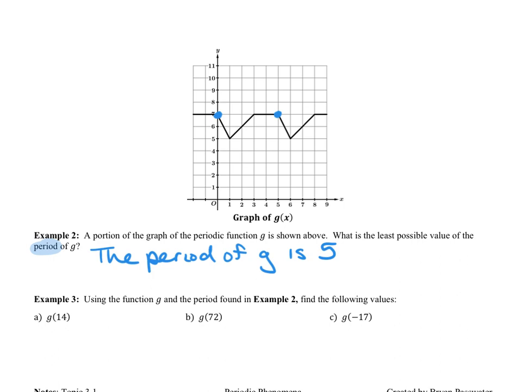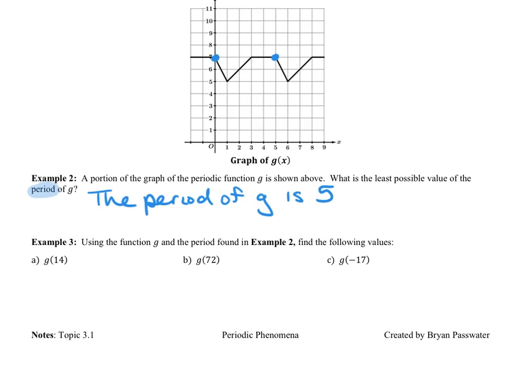Now, because these functions repeat, we can use the idea of repeating patterns to evaluate these functions even when they don't show up on our graph. Because if you notice, the very first part of example 3 says to evaluate g of 14. Well, this is g. Normally when we evaluate, we just read the graph, right? But my graph doesn't extend to 14. But we're going to use the idea of how it repeats to figure out what g of 14 is. If we think about the number 14 and the period of 5, how many times would 5 go into 14?